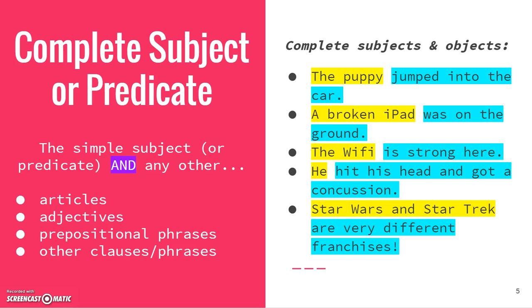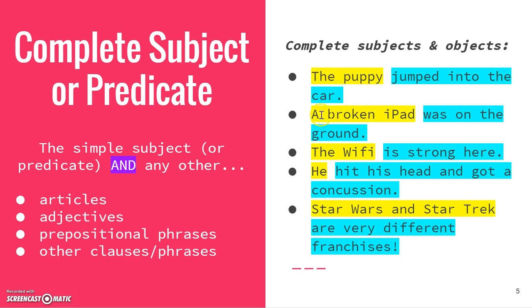Next, we can graduate to complete subjects and predicates. These are when we take the simple subject and also add other articles, adjectives, clauses, and phrases that were surrounding that original simple one. So here, the puppy are the two words that make up the complete subject. The simple subject was puppy, but technically the word the is also helping out to clarify which puppy. So they're going to work together to be that complete subject.